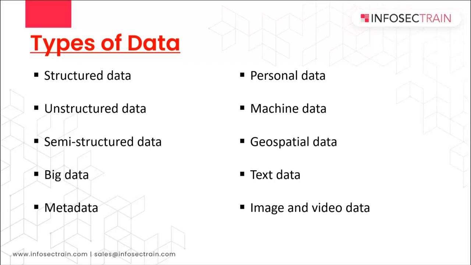Let's say if we have Python, we can use Python to handle structured data. What about unstructured data? If you have NoSQL, MongoDB, you can handle unstructured data as well. If you have Spark, Hadoop, you can handle unstructured data in the same way. You can handle semi-structured data by using Python, Spark, Hive, Scala as well. Then in big data, there are so many tools: Apache Spark, Hive, Pig, Scala, Cassandra. These are the big data tools. Then if you talk about metadata, you can handle this data with any of these tools.